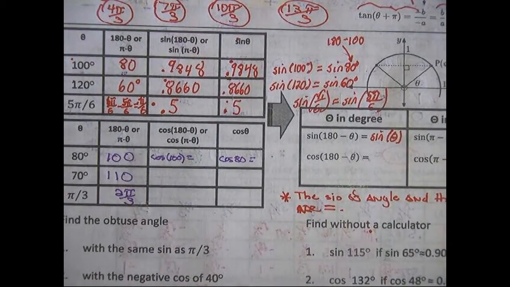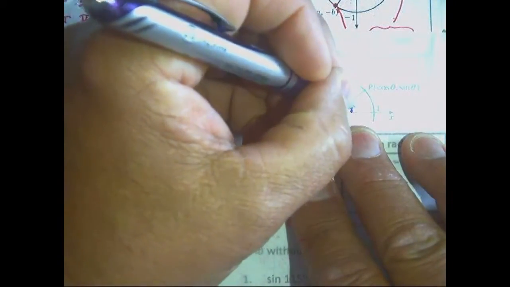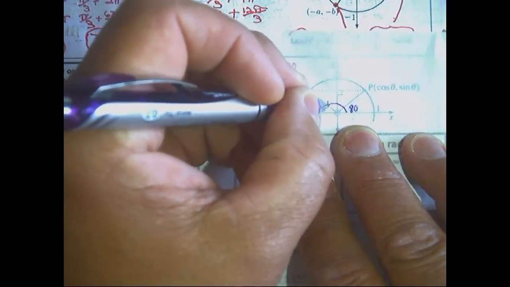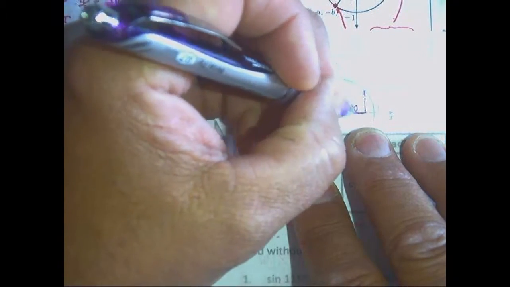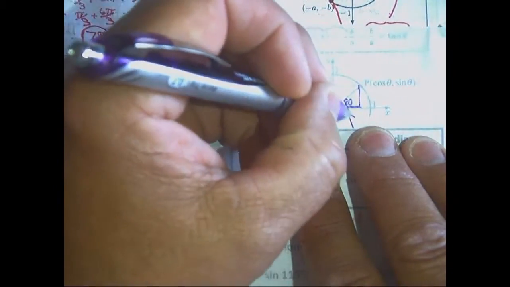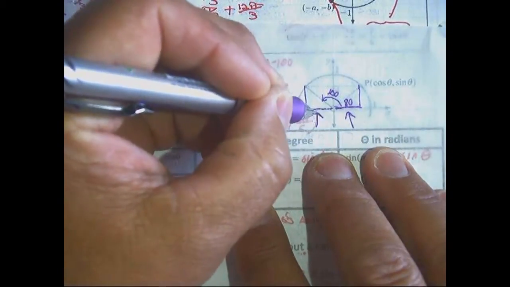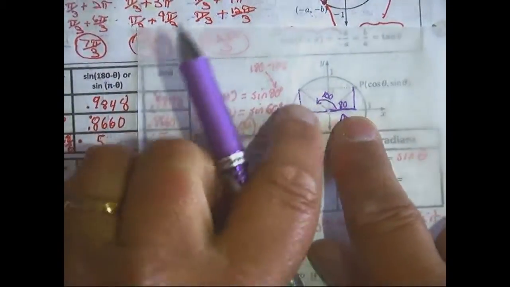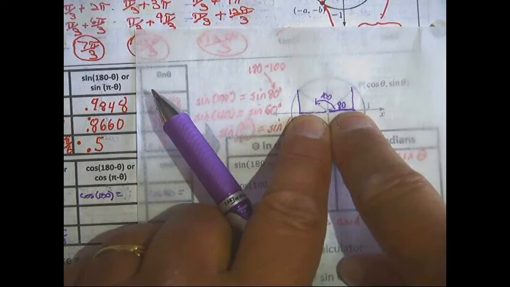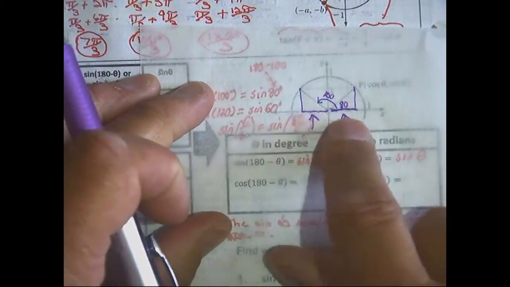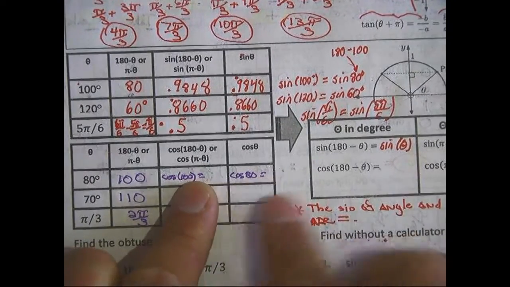Now, even before you do it, you can think, if this is 80 and this angle is 100, how are the cosines going to compare? This is one cosine right there. This is the other cosine right here. Are they going to be the same? No. What are they going to be? Right. They're going to be opposites. So when we type these in, we should get opposite values.